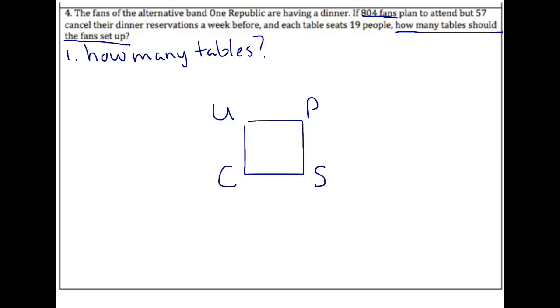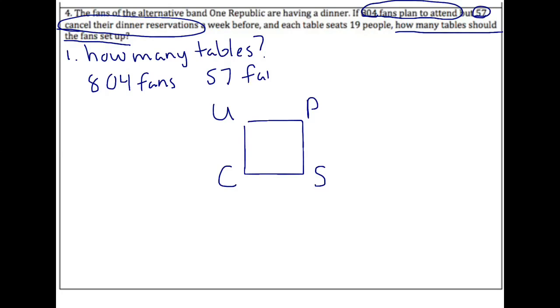Number 2, what are the facts? So I know 804 fans plan to attend. So I'm going to put 804 fans. That's how many are coming. But 57 cancel their dinner reservations. So 57 fans end up not showing up. So out of that 804, 57 get taken away or cancel. I know that each table seats 19 people, so one table equals 19 people or 19 fans. I think those are most of the facts that are given to me in this problem.